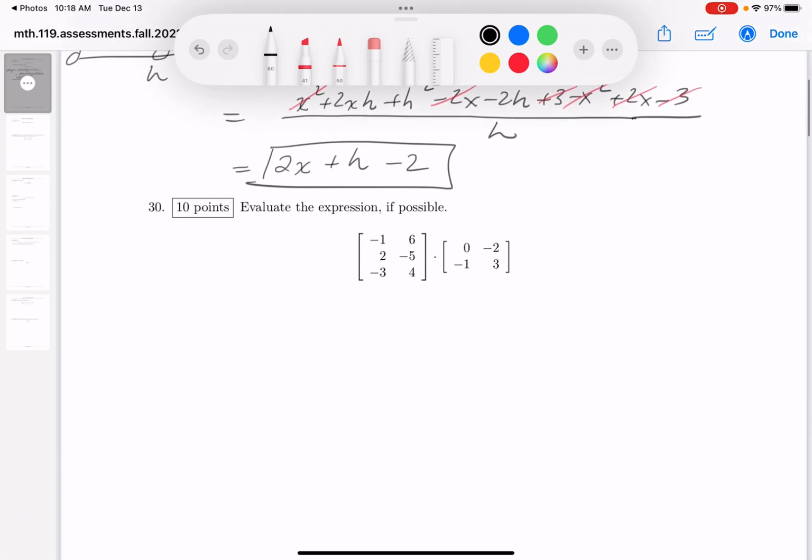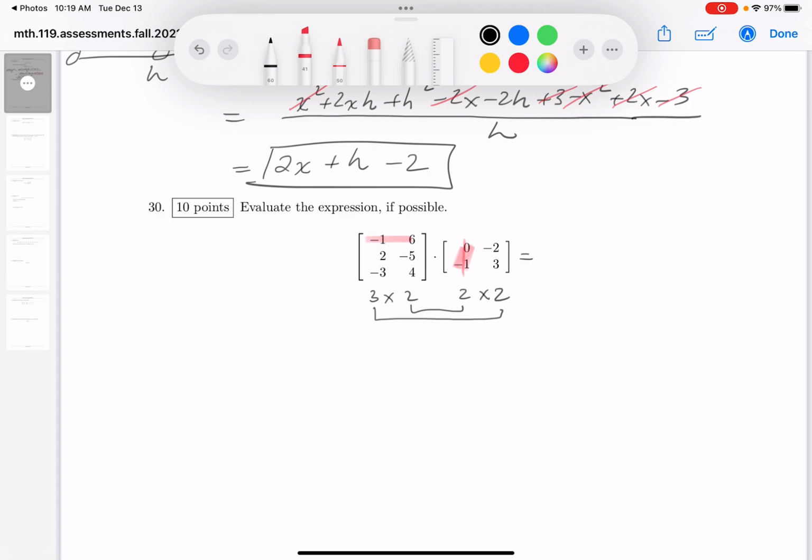Next question is multiplication. You're going to be taking the dimensions of this thing, which is a 3 by 2, and this is a 2 by 2. The twos are matching up, and then the dimension of the final result is going to be a 3 by 2. All right, let's go through it. And again, row times column.